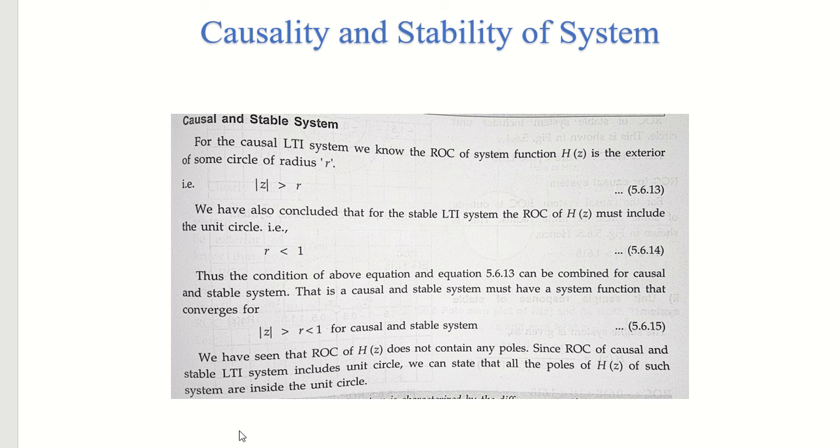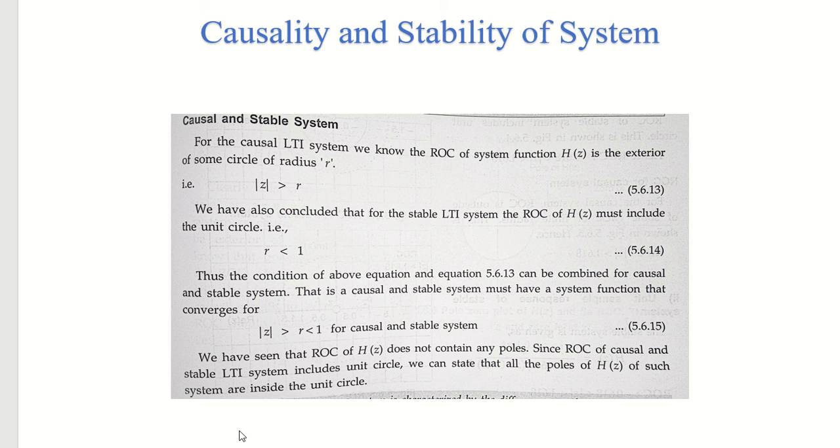So we know this condition for a causal system, we know the condition for the stable system. Now what do we have to do? We just have to combine them. So for the causal LTI system, we know that the ROC of the system function H(z) is the exterior of some circle of radius r, so |z| will be greater than r. And we also saw for a stable LTI system, the ROC of H(z) must include the unit circle, which means r will be less than 1.